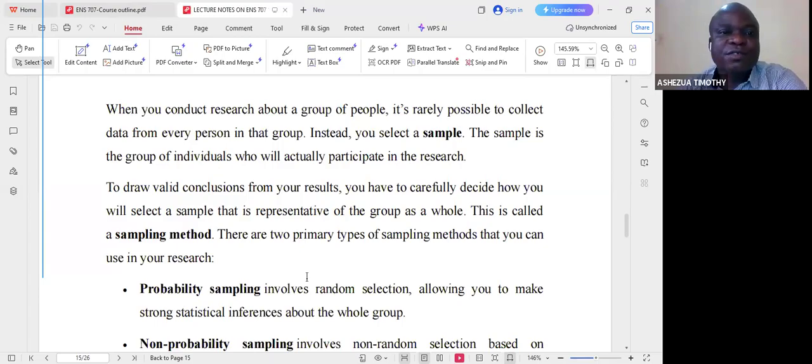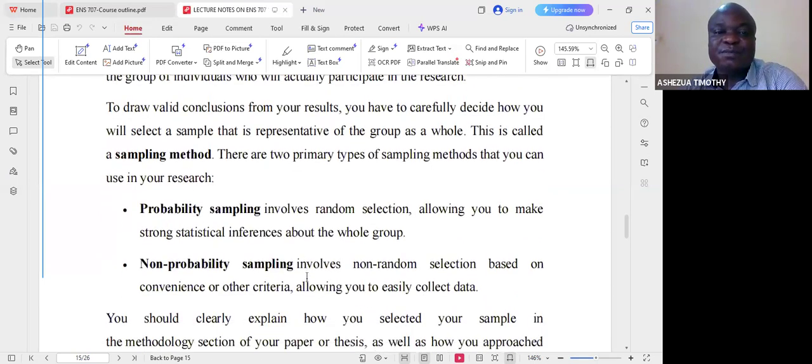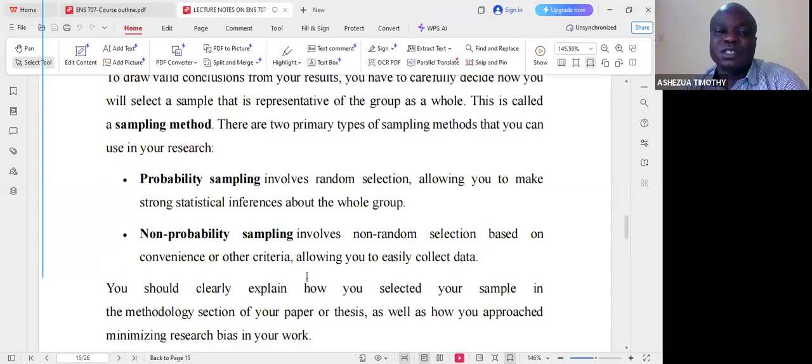To draw valid conclusions from your results, you have to carefully decide how you will select a sample that is representative of the group as a whole. This is called sampling method. There are two primary types of sampling methods that you can use in your research. You have probability sampling and non-probability sampling.